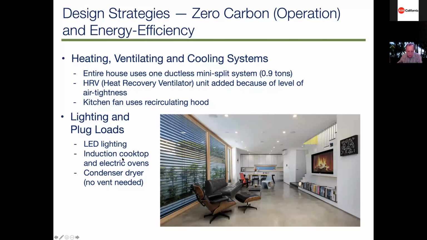Because it's all electric, he has induction cooktops, electric ovens, and something I hadn't realized, it's important, or maybe useful to think about, a condenser dryer. You don't need to vent a condenser dryer to the outside. So no poking a hole in the wall, and it keeps the house nice and tight.